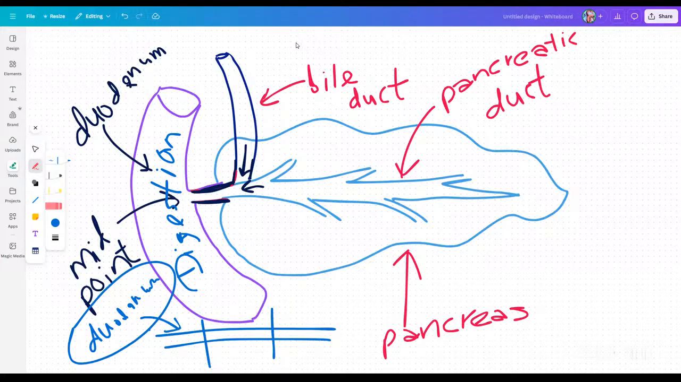Someone is asking if digestion will stop in the duodenum. That's right. Yes, digestion stops in the duodenum. So finally, everything is going to be broken down in the duodenum.